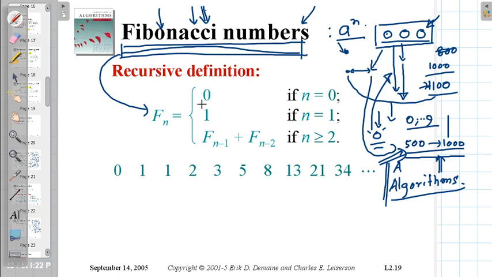So we are starting with 0, and then with n equal to 1, 1. And then F2 will be 0 plus 1, that will be 1, then 1 plus 1, that will be 2, 1 plus 2, that will be 3. So this is the recursive formulation, Fn minus 1 plus Fn minus 2, that you know already.